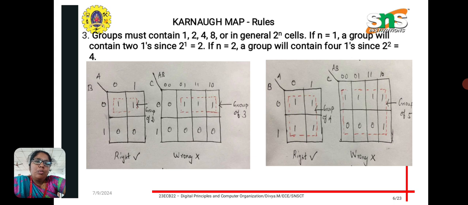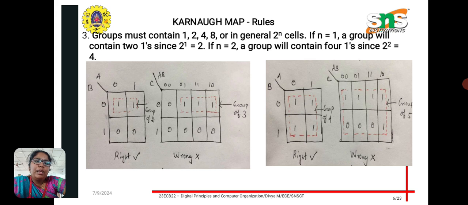A group must contain 1, 2, 4, 8 or in general 2 power n cells. If n equals 1, a group will contain 2 ones, since 2 power 1 equals 2. If n equals 2, a group will contain 4 ones, since 2 power 2 equals 4. Here we are grouping only two numbers. Here we are grouping only four.